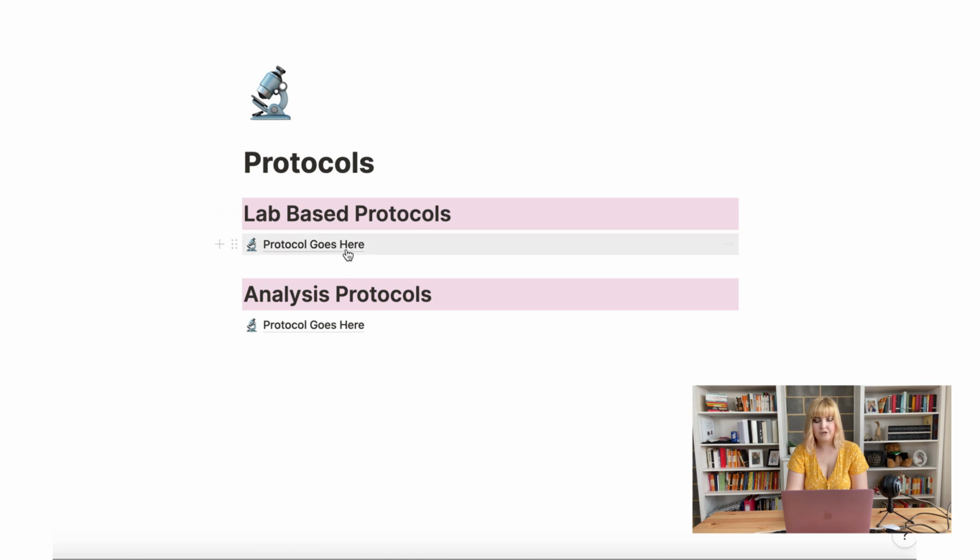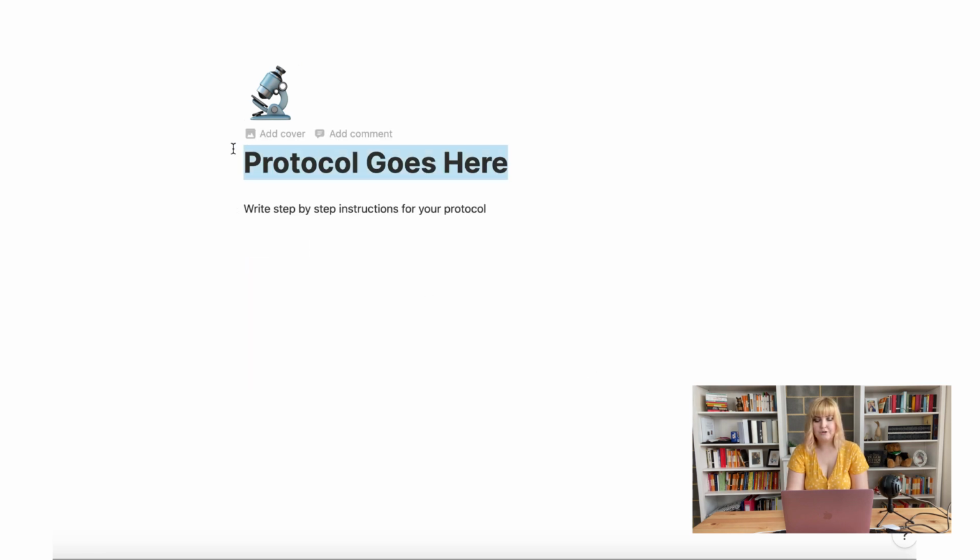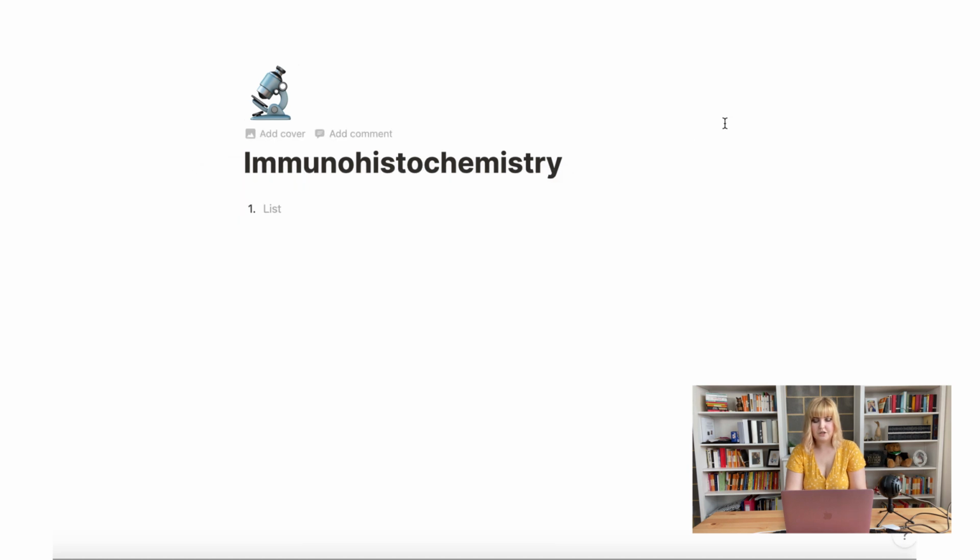Next, I have a page for protocols. So I have lab-based protocols and analysis protocols, but you could change that to be whatever you need it to be. So for example, if you had a lab-based protocol, say you were doing immunohistochemistry, you could go in and you could start writing out your protocol. So you could be like, the first thing I need to do is apply pen to slide, for example, and you can type it all out.